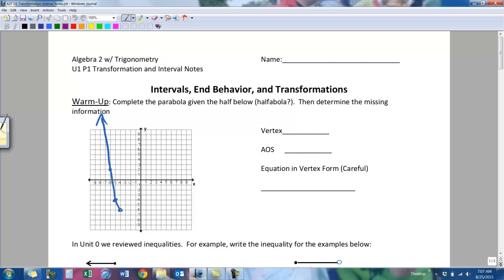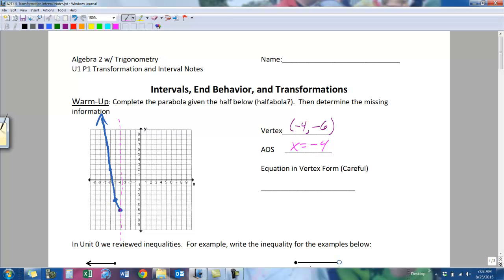So the vertex is down here. That is the point (-4, -6). And we've learned about the axis of symmetry. That's an imaginary line where it's the same on both sides. So the axis of symmetry there is a vertical line going through x equals -4.